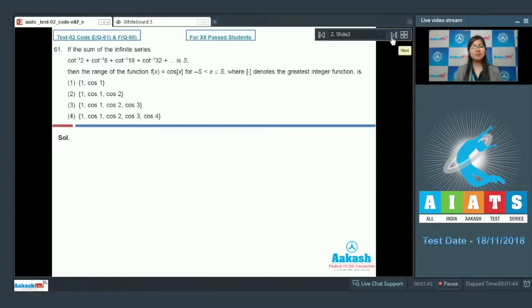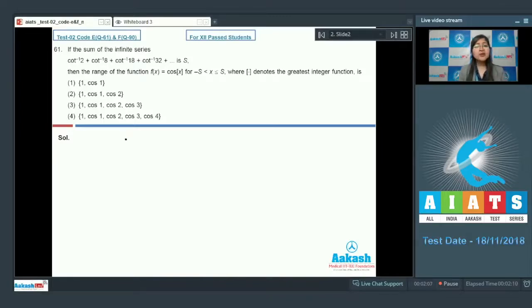So let us start with question number 61, which says that if the sum of the infinite series cot inverse 2 plus cot inverse 8 plus cot inverse 18 plus cot inverse 32 is S, then the range of the function f(x) equal to cos of [x] (GIF) for x going from minus S to S is, right?